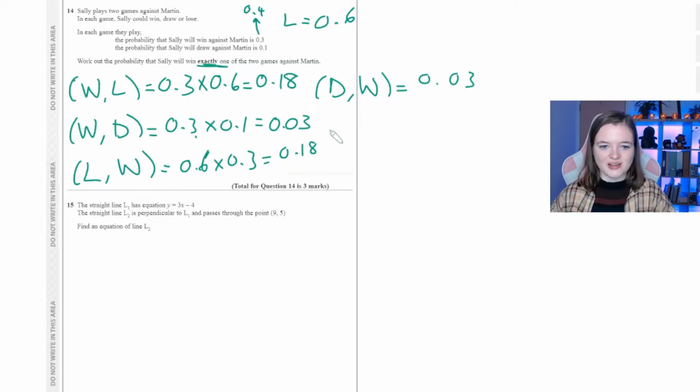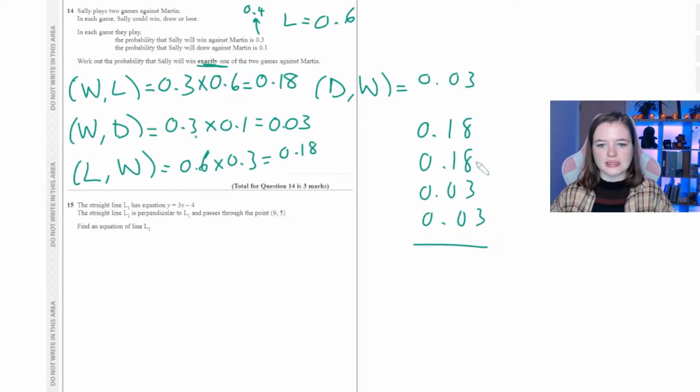Then what I'm going to do is add all these together, which is 0.18 plus 0.18 plus 0.03 plus 0.03. Adding them together gives 0.42.